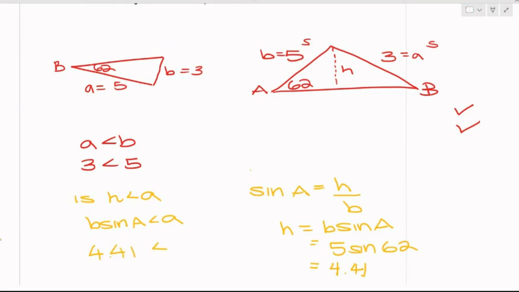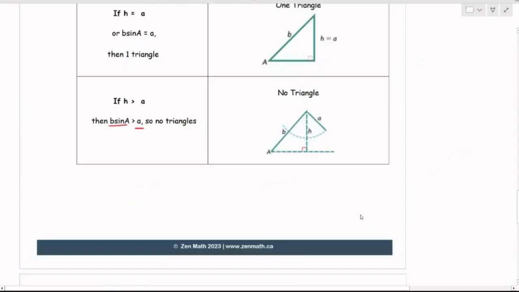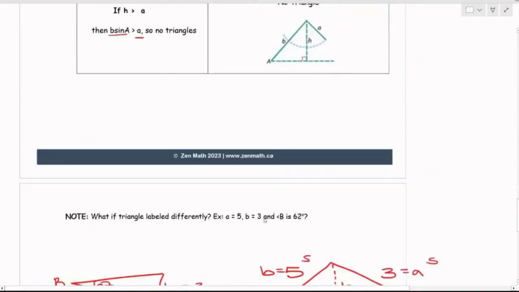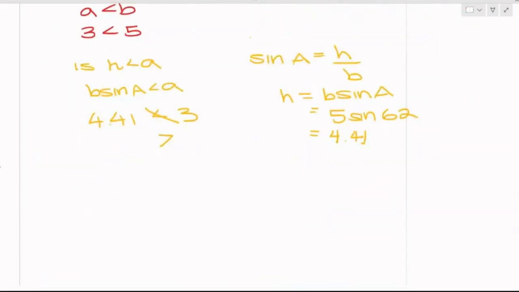So is 4.41 less than A? Oh, look at that. It's not less than A. No, it's greater than A. What scenario are we dealing with? If we are greater than A, we have no triangle. So that's what we would say here. Therefore, no triangles. Oh, I love this lesson. I never understood this in high school, you guys. Never.